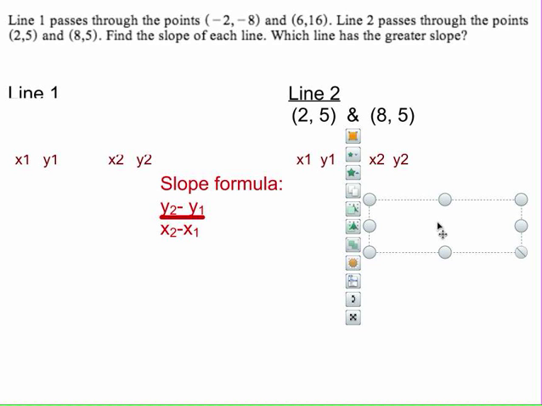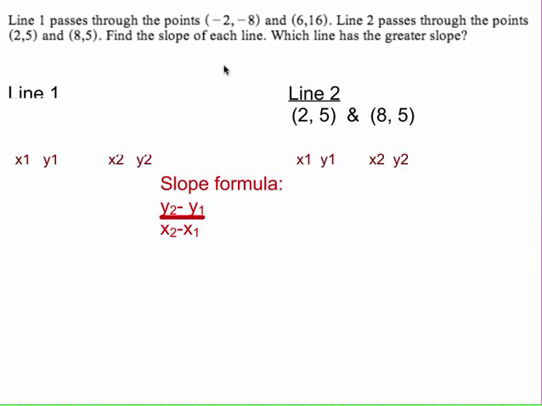So we're going to call 2, 5, and 8, 5 for line 2, or x1, y1, x2, and y2. And for line 2, we're going to do the same thing. We have our slope formula. Let's do line 1 first.